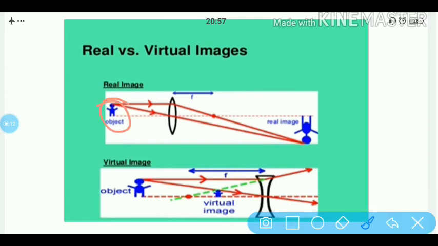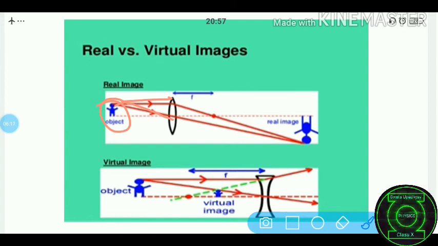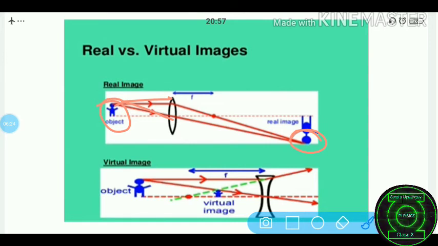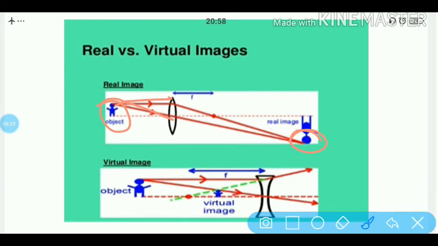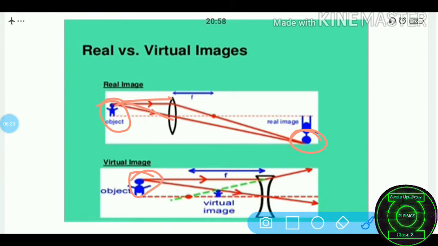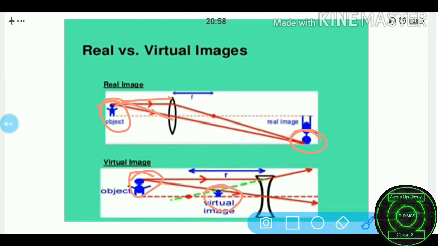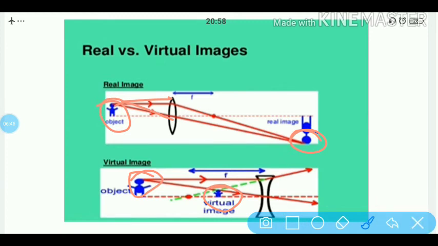Suppose this is our object. We have considered any two rays among the three which we discussed just now, and where they meet, that is the point for the image formation. Similarly it happens for concave and convex lenses. Two rays we have taken from the object, where they meet or appear to meet, that is the place for the image formation. Now, image is of two kinds, real image and virtual image.